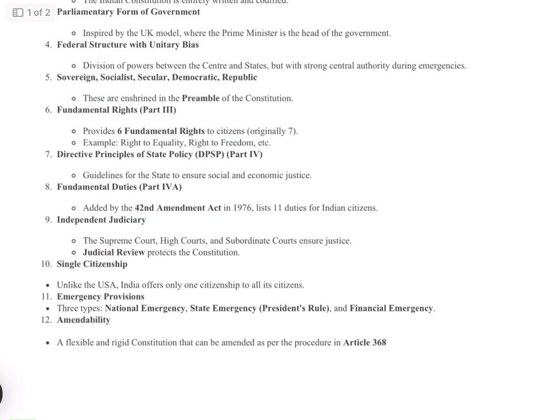Next one is sovereign, socialist, secular, democratic republic. These are the values or the principles, and these are enshrined in the preamble. When we do the preamble, I'll tell you in detail that of these principles, not all were originally put in. Some have come after amendments. So when we do the video on the preamble, I'll deal with that.